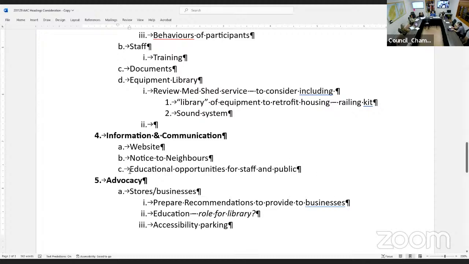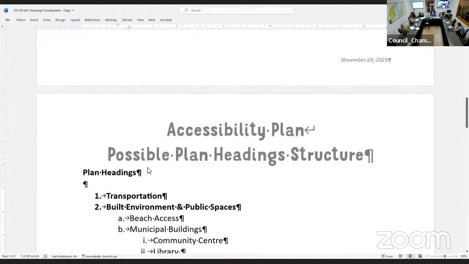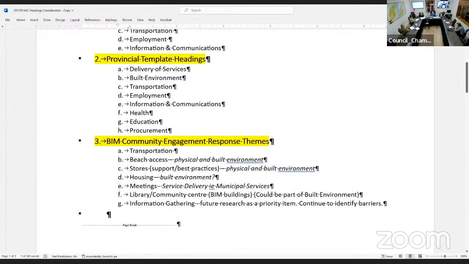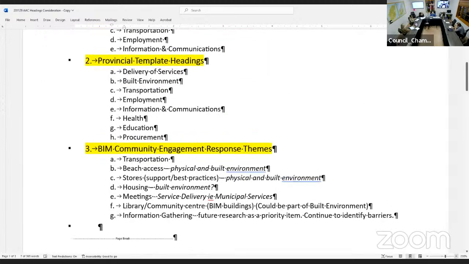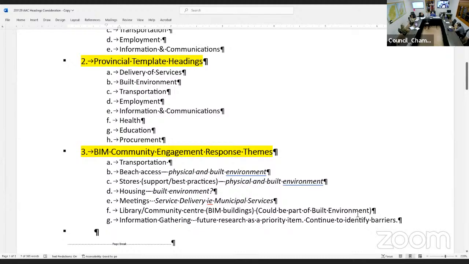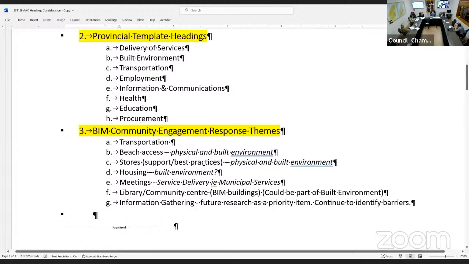So are we done? Let's go back to the Bowen list. I think we're in the home stretch. Transportation, yes. Beach access, yes. Stores, yes. Housing, yes. Meetings, yes. Library, community center, I think we've got that covered, both in built environment and service delivery, I think.